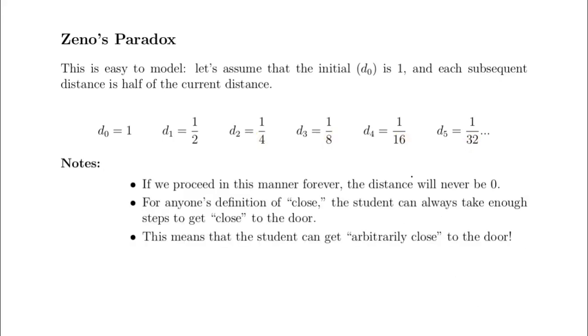So again, if we proceed here, then the distance will never actually be 0, but for anybody's definition of close, the student can always take enough steps to get close to the door. So this is what we mean by arbitrarily close. We're going to use these words, arbitrarily close, a decent amount as we start defining limits. So right now, we've not defined anything. We're just setting up some basics for understanding the kinds of thought process we're going to be using.